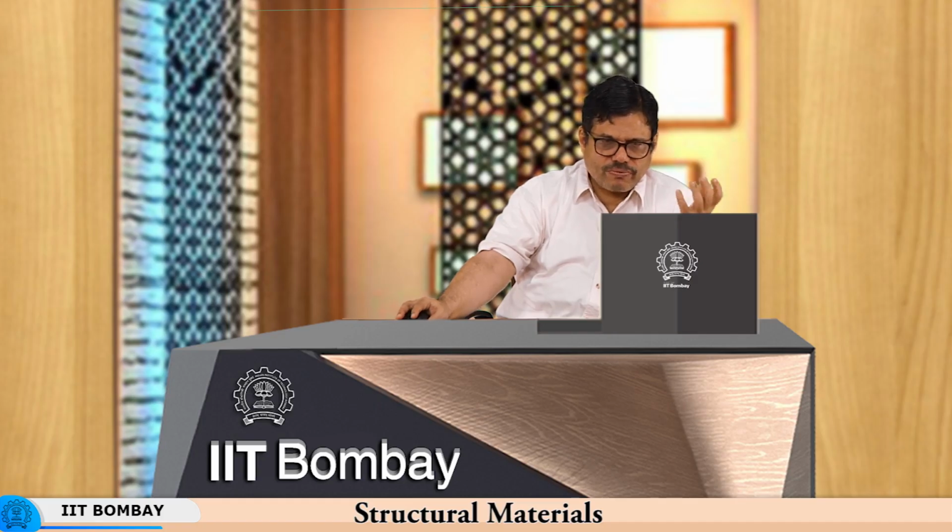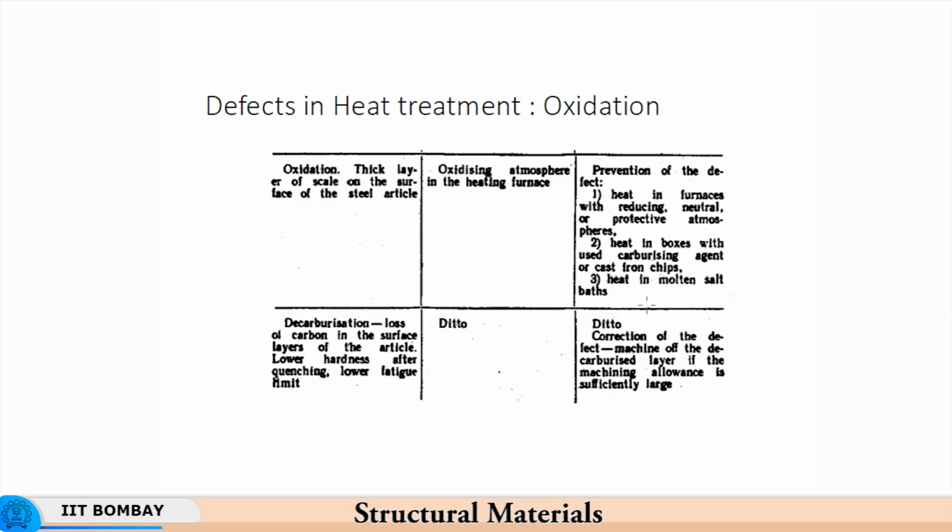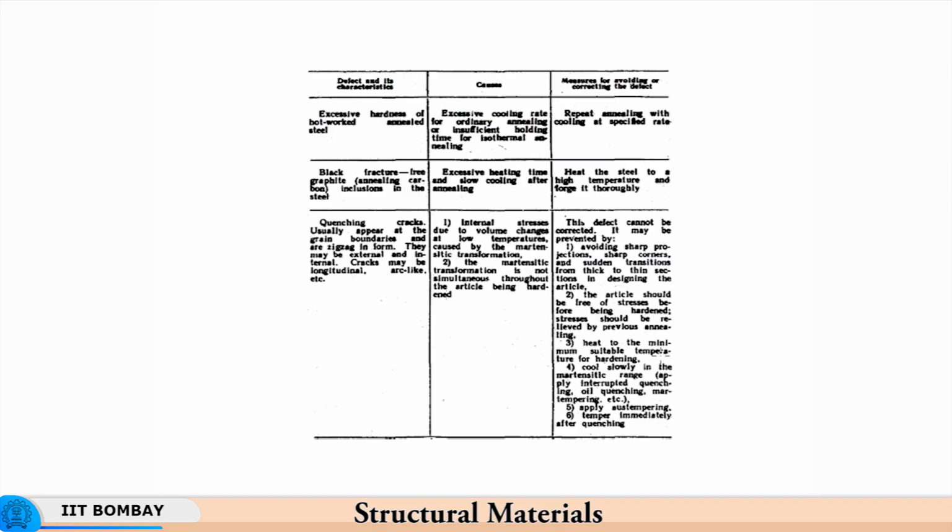Okay. Well, decarburization can be prevented by heating in furnaces with reducing atmosphere. So basically it could be hydrogen, or a neutral atmosphere also is okay. So endogas, hydrogen, these are all reducing gases. It could be cast iron chips or something like that. So this will prevent decarburization. But then if the decarburization has already taken place, then the correction is possible only by machining of the top surface, provided sufficient machining allowance is available.